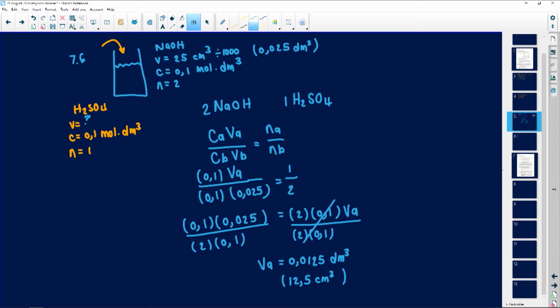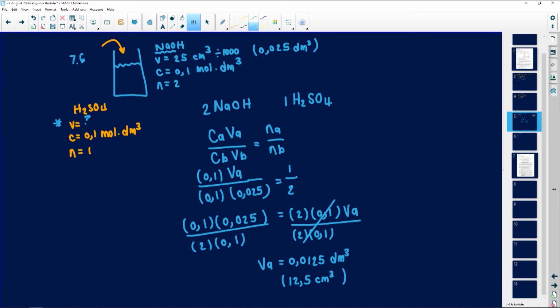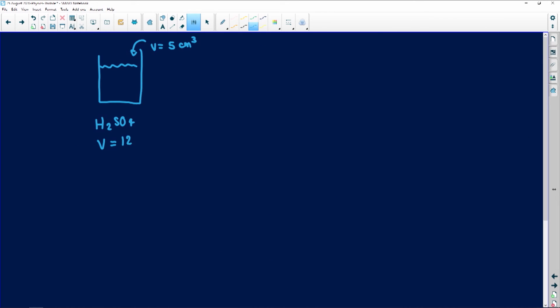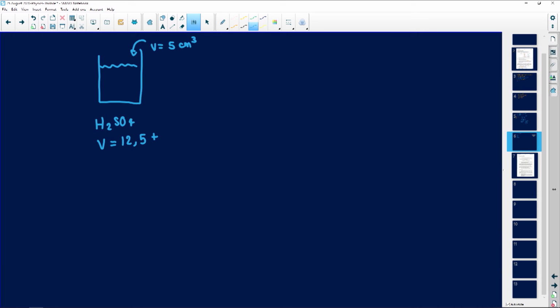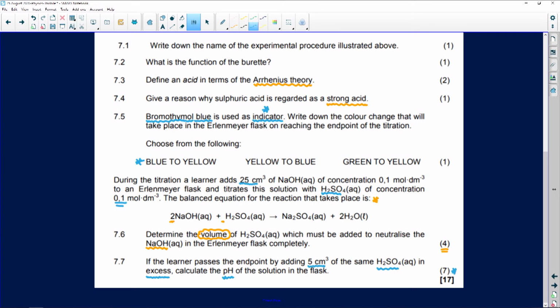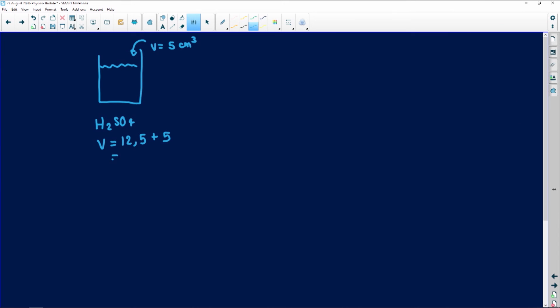So now we know that the volume of the H2SO4 that was actually added to this base is 12.5. So that we had to calculate it. Whatever answer you got, you're going to carry it over here. I'm going to keep it in centimeters and I'll convert it later. So I've got the 12.5. But what are they saying? They're saying this learner passes endpoint by then actually adding more, which is 5 cubic centimeters. So they are adding more to the sulfuric acid, which means in this volume, I'm going to add the 5 over there. So 12.5 plus 5 gives me 17.5, and this is in cubic centimeters.